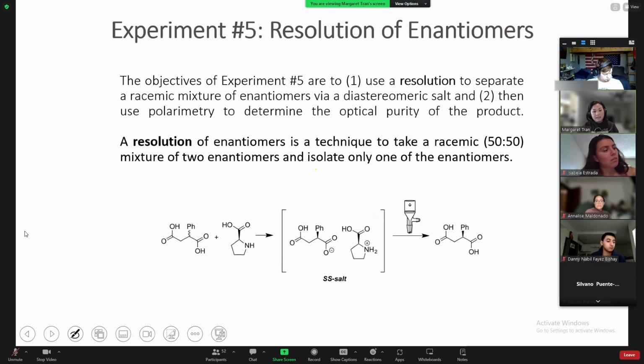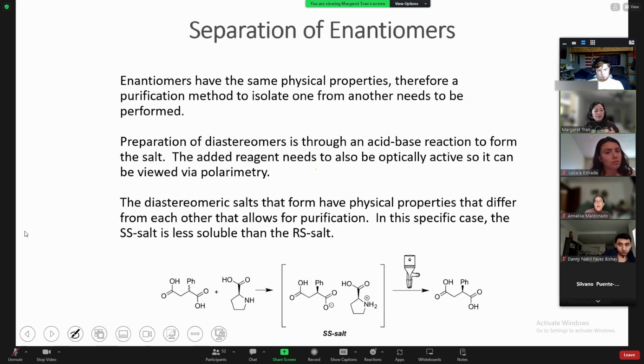All right. Next we're going to talk about the resolution of enantiomers, which is more complex. Resolution is just a fancy word for separating a racemic mixture. You're purifying and trying to isolate one enantiomer from another enantiomer. In order to do so, we have to treat it with something. We have to do an acid-base reaction to form a diastereomeric salt. The reason for that is because enantiomers have the same kinds of bonds and are just mirror images of each other, which means their physical properties are going to be the same.